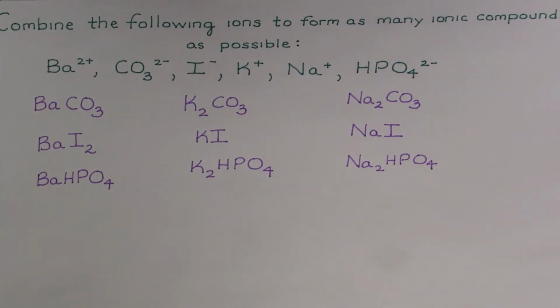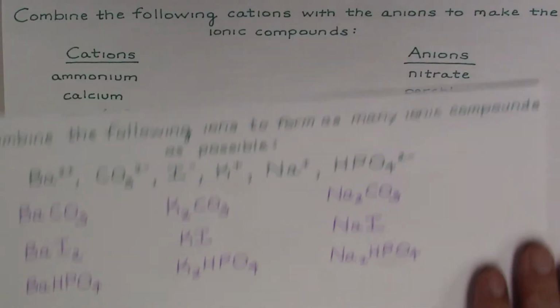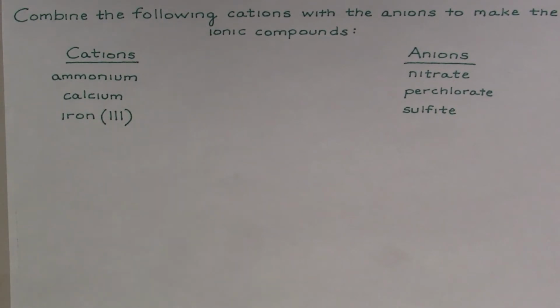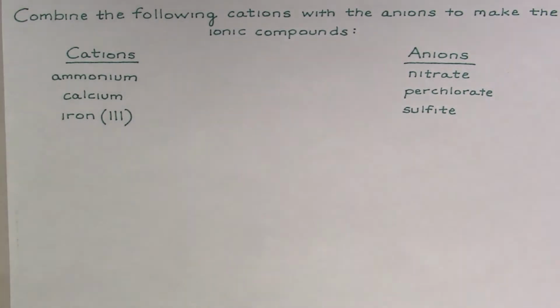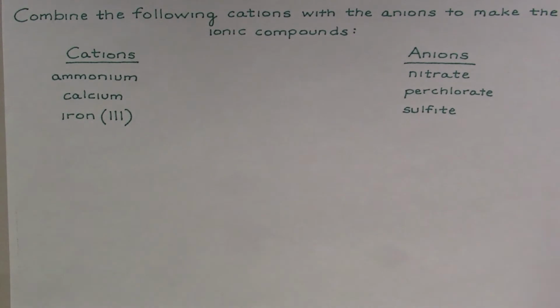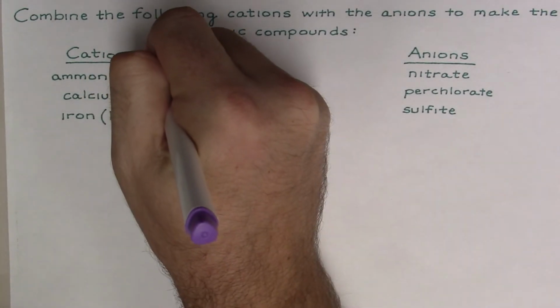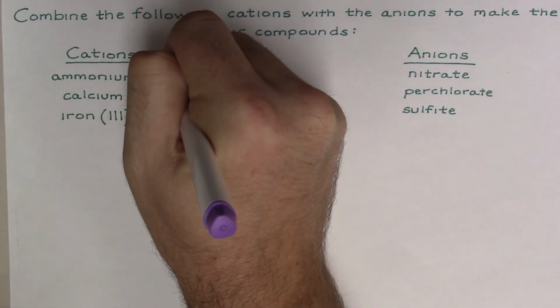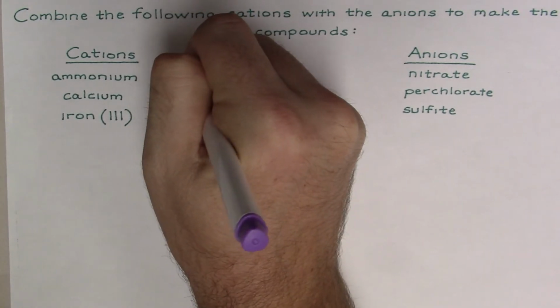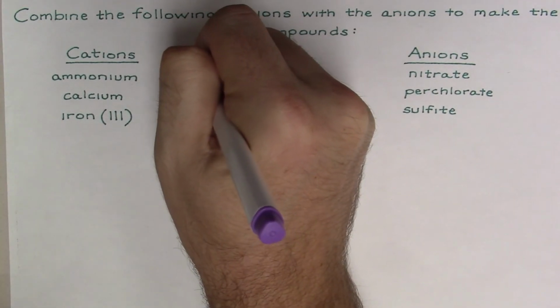Biggest thing we can do is match and balance our opposite charges. The second problem for today says combine the following cations with the anions to make ionic compounds. The difficulty in this problem is identifying the various cations and anions. The best way of handling this problem is writing those individual ions out and then doing what we did on the last problem. Ammonium is one of our polyatomic cations. It is NH4+.